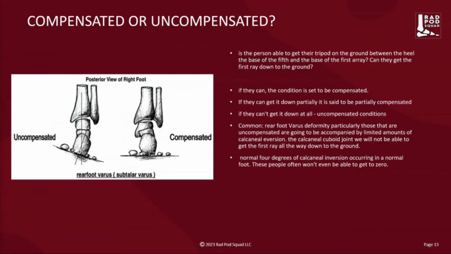What's common is that in a Rearfoot Varus deformity, particularly those that are uncompensated, they're going to be accompanied by limited amounts of calcaneal eversion. The calcaneocuboid joint is not going to be able to get the first ray all the way down to the ground, and it's going to present clinically with exaggerated sprains and strains. In general, there's normally about 4 degrees of calcaneal inversion occurring in a normal foot, but patients who have rigid Rearfoot Varus don't even have the ability to get that to 0, and there's a large momentum going on to the great toe.